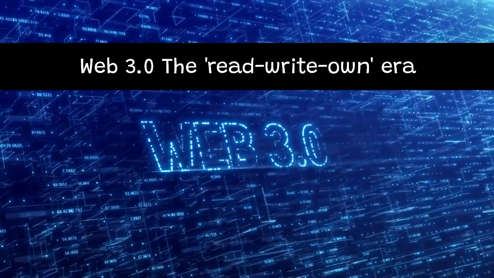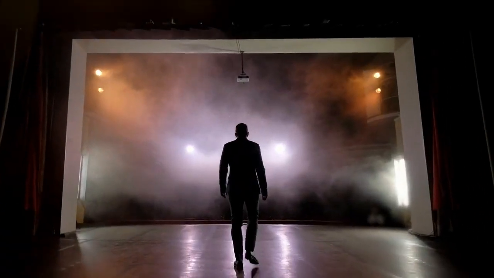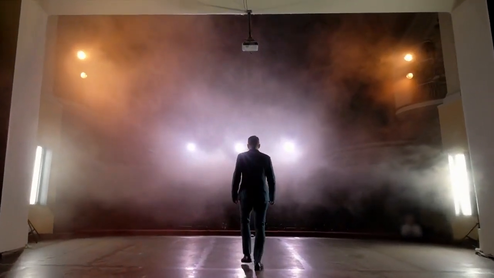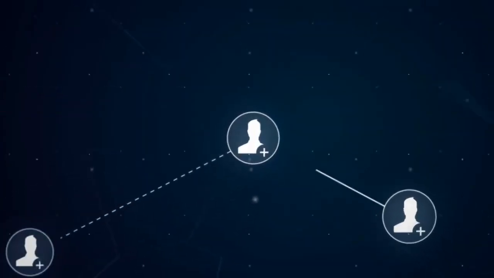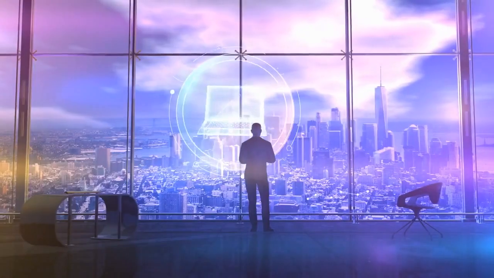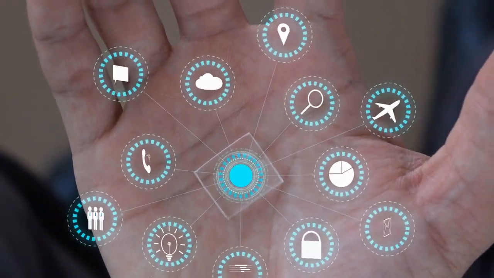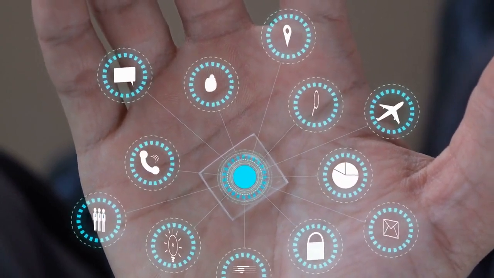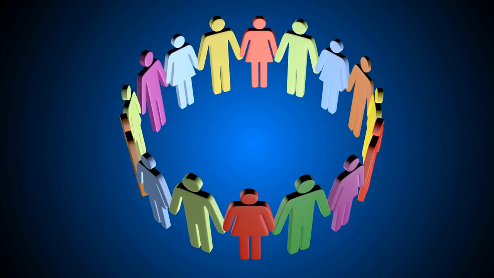Web 3.0, the read, write, and own era. Here we are not just passive consumers or content creators, we are also owners and key contributors. Web3 is the third generation of the internet and is characterized by decentralization. Data is stored on a distributed network rather than on a centralized server. This means that users have more control over their data and they are not reliant on a single company to access it. Web3 is like a democratic society where we don't just exist but actively participate and have a stake in the community.